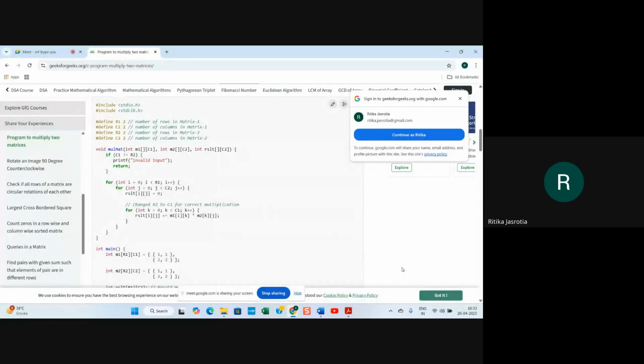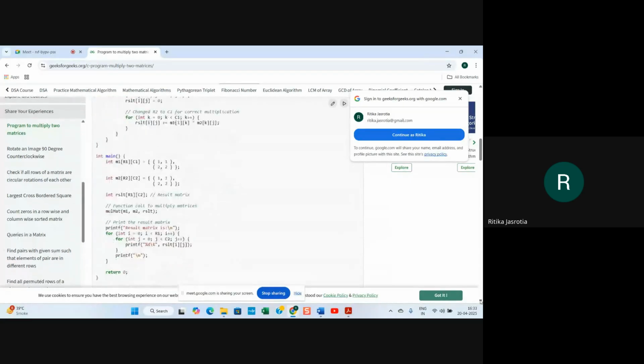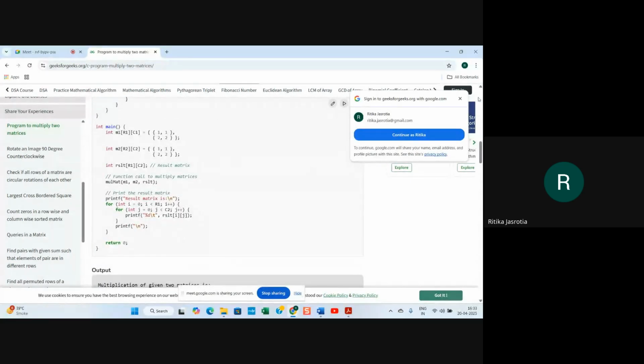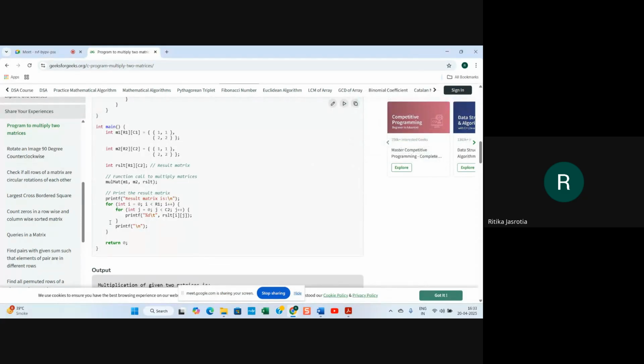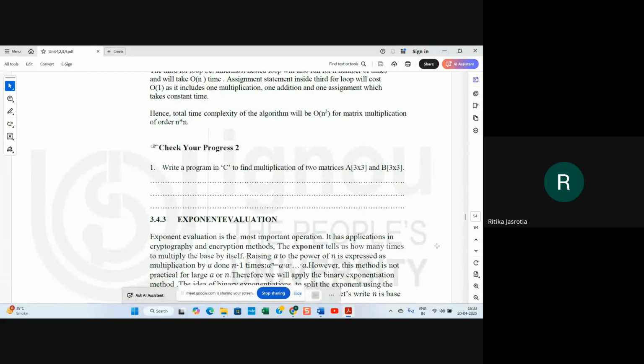So they are passed here, and then you are printing the result here. So again, 2 for loops will be needed for printing the result. So this is what they have, the program they are telling you to make. So this is one thing, right? Then exponent evaluation they are talking about now.